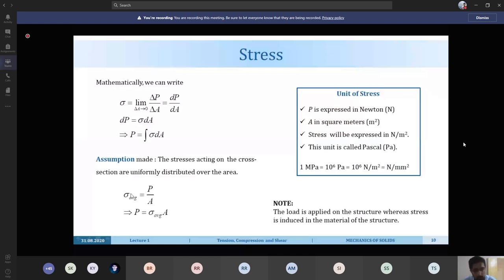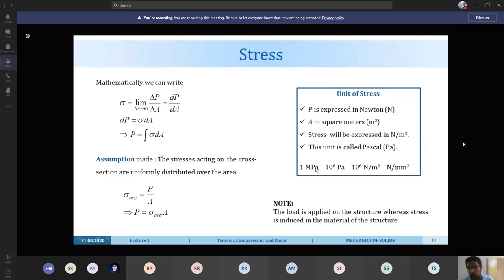So we consider an average stress, where the total load divided by the total cross-sectional area is defined as the average stress acting at that cross section. So what will be the unit of stress? The numerator is the force, which is expressed in Newton. The denominator is measured in square meter. So the stress will be nothing but Newton per meter square. This Newton per meter square is known as Pascal.